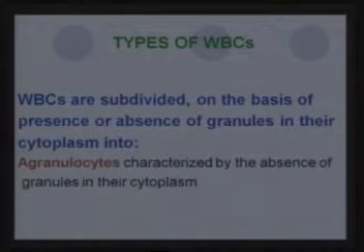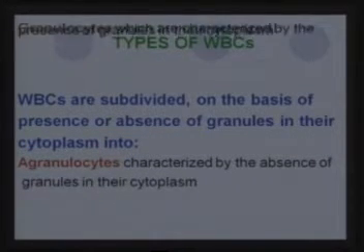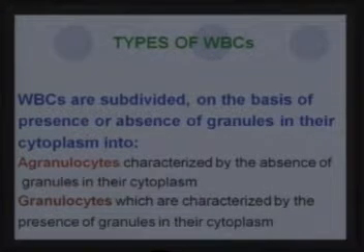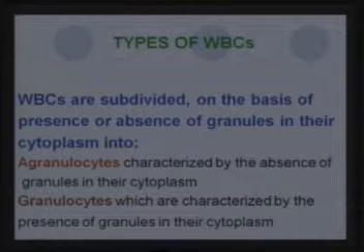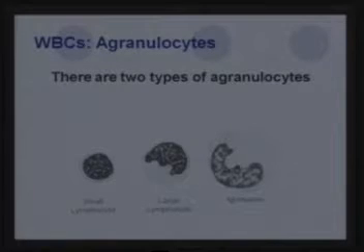WBC are basically composed of two types of cells, which are further divided into other types. So the initial division is agranulocytes and granulocytes. These are the agranular leukocytes, and these are the granular. You can see the lymphocytes and the monocytes are the agranular ones, and the granular ones are basophils, neutrophils, and eosinophils.